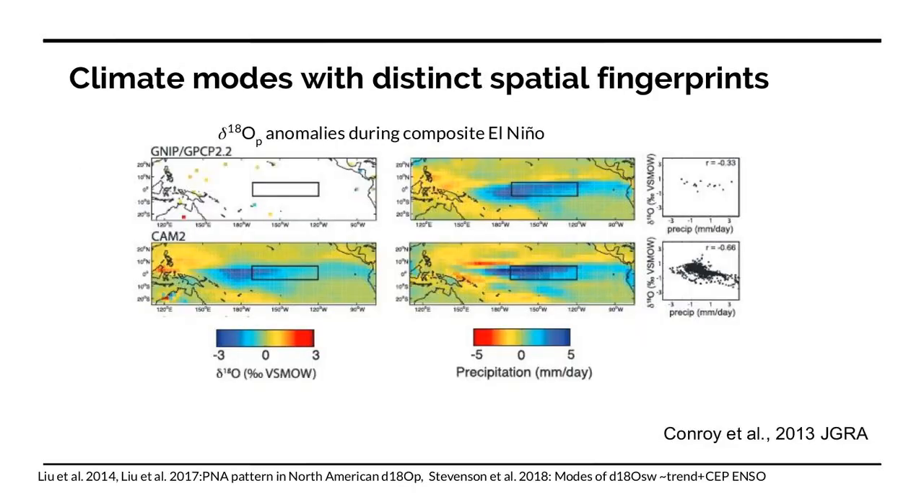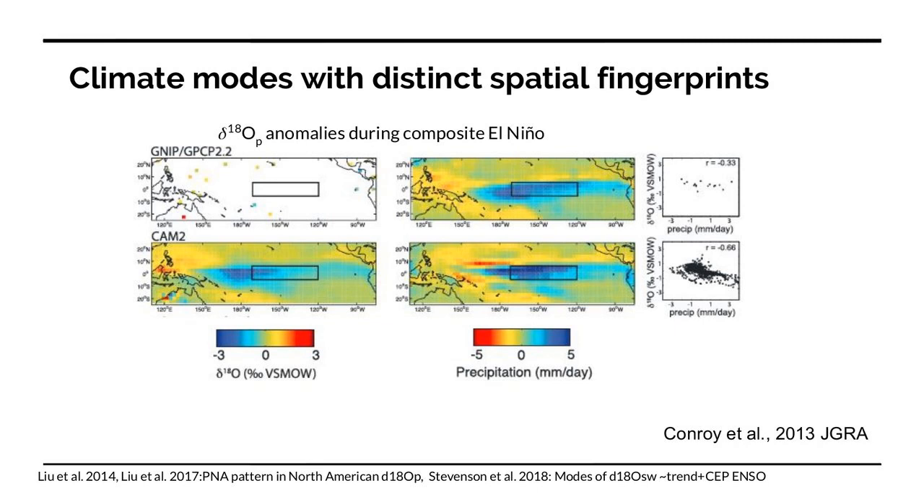Great. So moving on to the next example of how isotopes can help us understand the signature of climate modes that have distinct spatial fingerprints. This is an example of patterns of delta 18O values in precipitation during El Nino events across the tropical Pacific. This is from an older paper, and the work shown here is just for one model versus observations, but this was also done for many models in the SWING2 experiment.